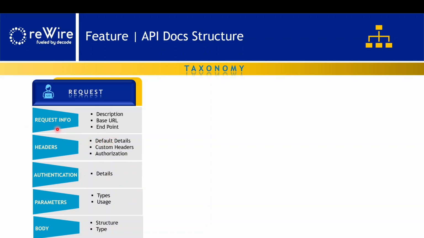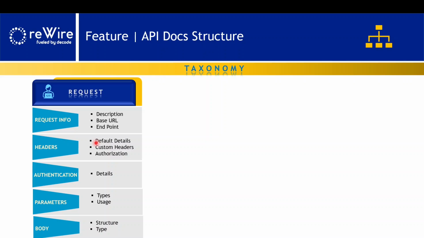One is request information, which contains the description. What is the description of that particular endpoint, what it does, what is the main function, what is the base URL, what is the endpoint, and the endpoint's description. Those details will be mentioned over here. And then headers. Headers means additional information of that particular address, to reach a particular resource.